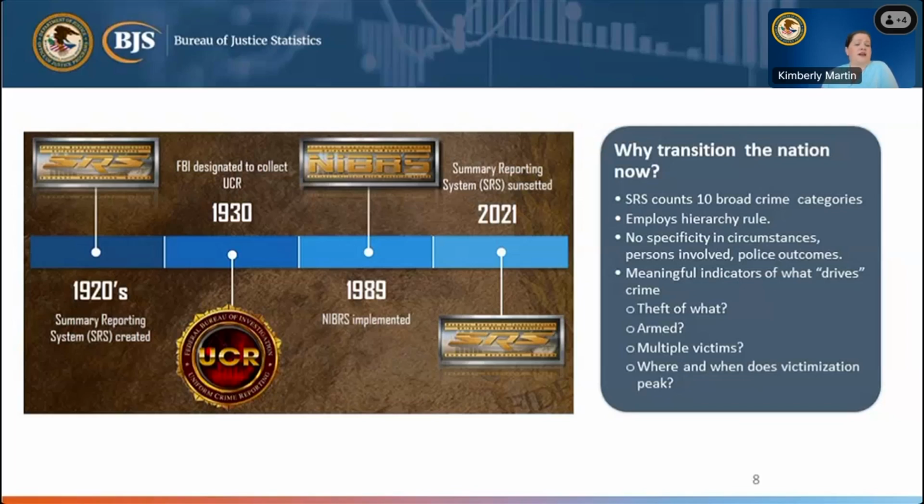Rather than just counting 10 broad offenses, with NIBRS we can do a lot more. We don't have a hierarchy rule where we only count one offense. But the key thing we needed was to understand the nature of crime, not just the volume of it. And that's what NIBRS has helped us accomplish. And so what I want to do is give you a snapshot.